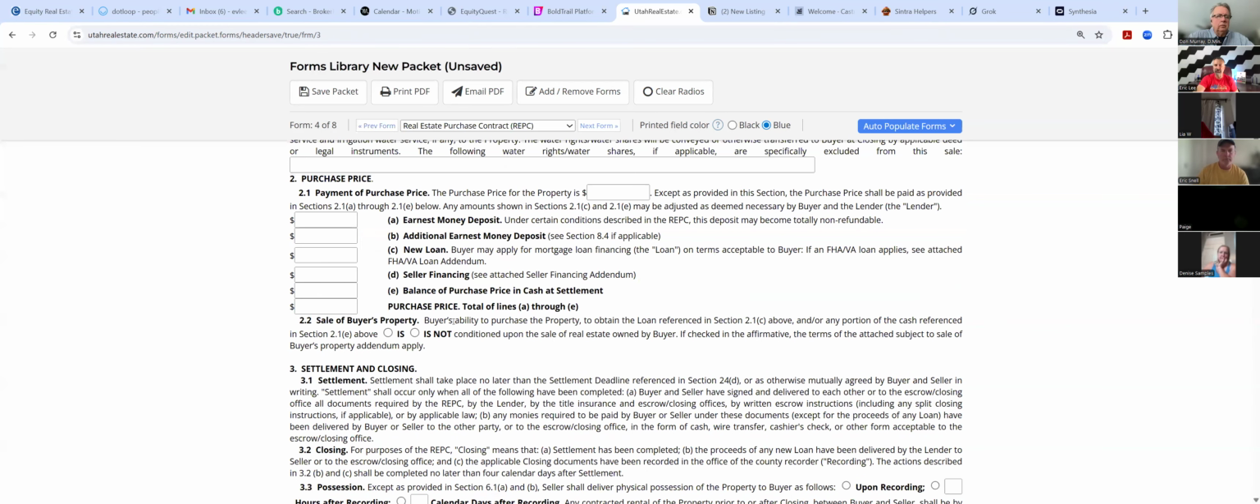And this is where it's referenced. It's in section 2.2. The buyer's ability to purchase the property to obtain the loan referenced in section 2.1 above, which is where it talks about the money, right? And/or any portion of the cash referenced in section 2.1e above. So if they have to bring a little bit of cash to closing, if they're getting any of that from the sale of other real estate, then you must check is.